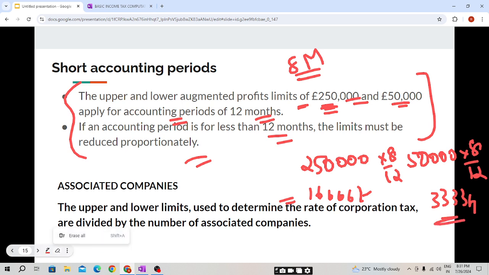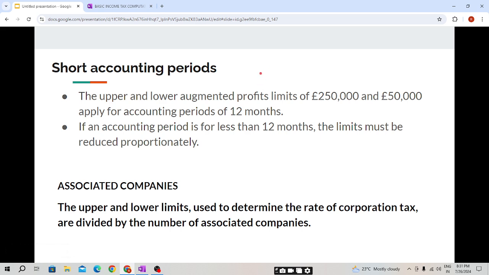Oh, I hope this is clear. Now students, as we have seen, augmented profit compared with the statutory limit. The statutory limits were upper limit and lower limit. The upper limit was 250,000 pounds and the lower limit was 50,000 pounds. And this 50,000 and 250,000 pounds will be reduced based on the accounting period.